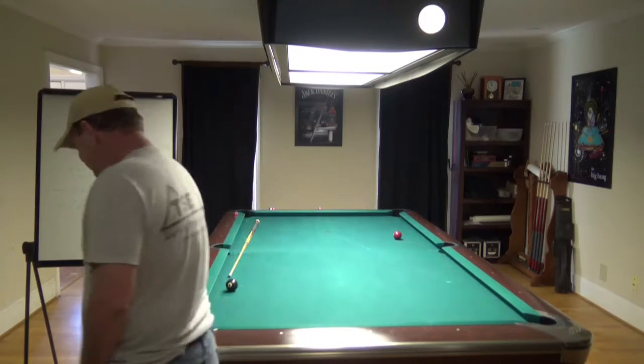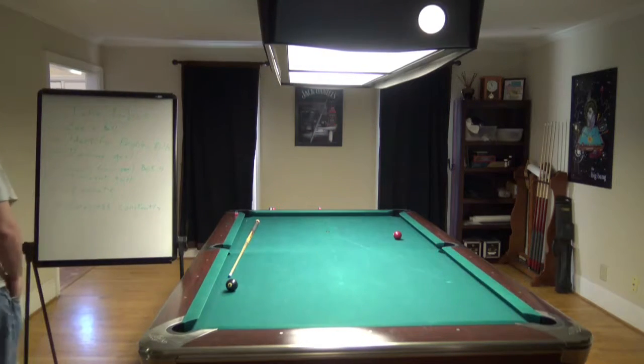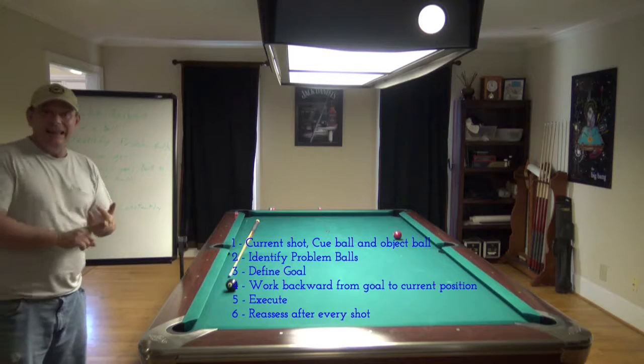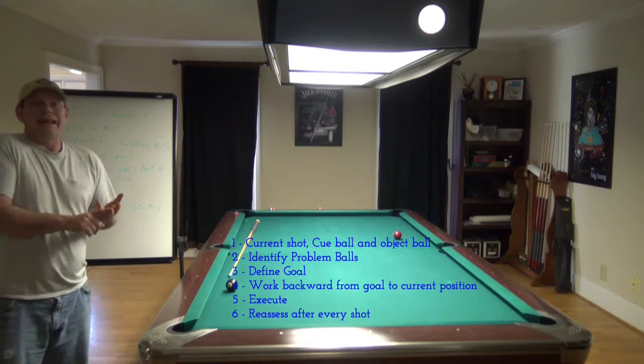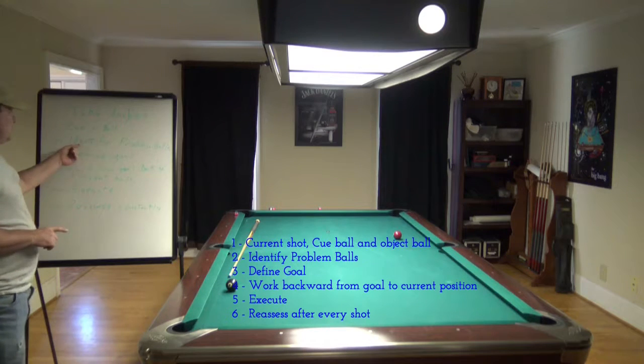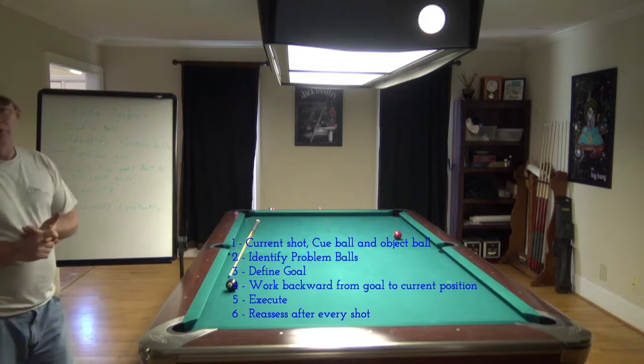Okay, table analysis and shot selection. A pretty straightforward set of steps to doing this. Identify where the cue ball is and where the object ball you need to hit is, and make sure you can hit it. From there, you identify any problem balls that are on the table.